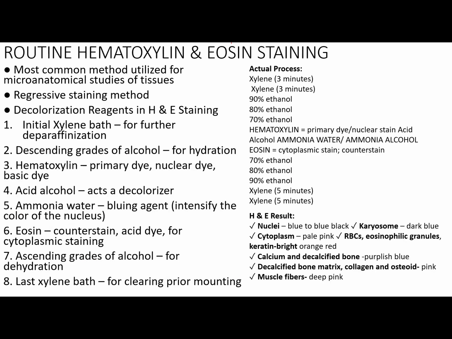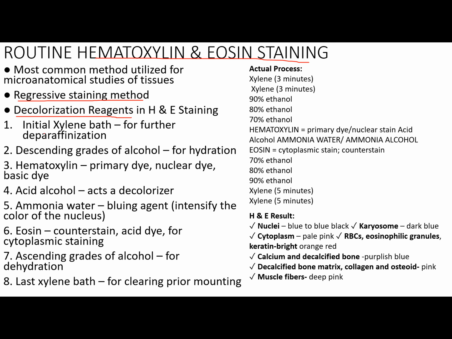Now, in histopath, class, the routine stain used is your H&E, or the hematoxylin and eosin staining. This is the most common method used for microanatomical studies of tissue. This is a regressive staining method. It uses decolorization reagents. So you would start here in H&E staining.